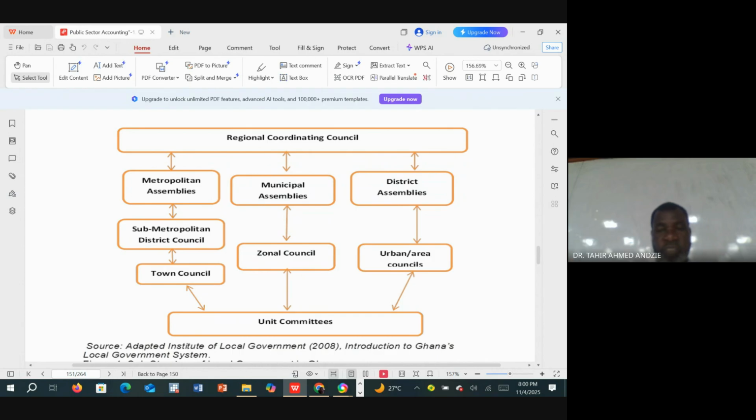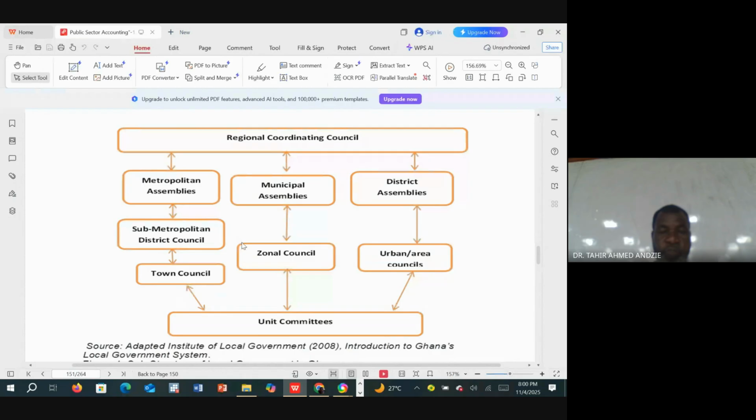So the regional coordinating council, and then under the regional coordinating council, you can have the metropolitan, municipal, and district assemblies. These are one layer. Okay, so it doesn't mean that the municipal is under metropolitan, or this assembly is under municipal, whatever. They are under one area. Okay. Then we have the sub unit, which is the sub metropolitan district. So under that one, we can have town council, zonal council, or urban council. And then we come to the unit committee.